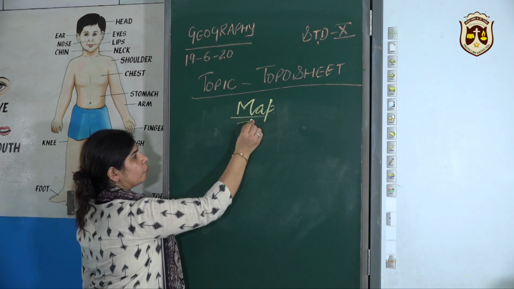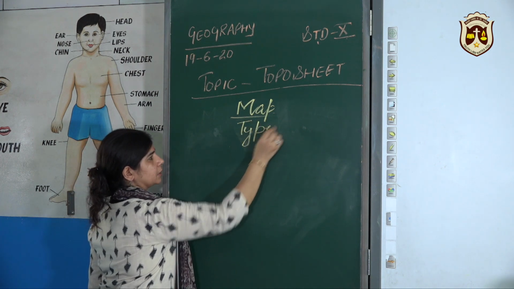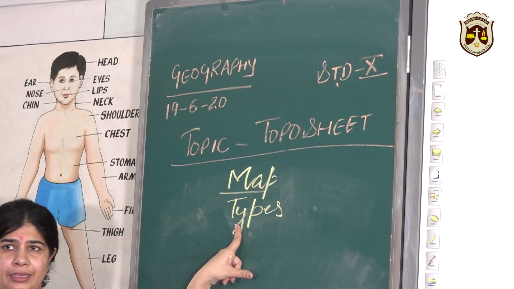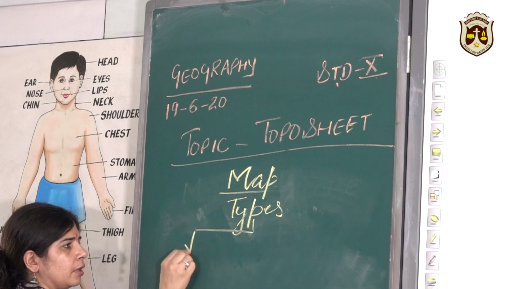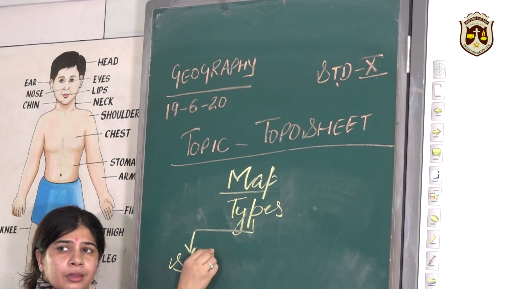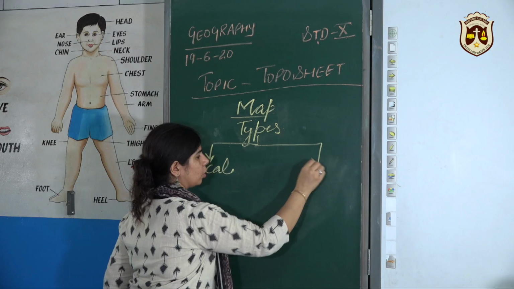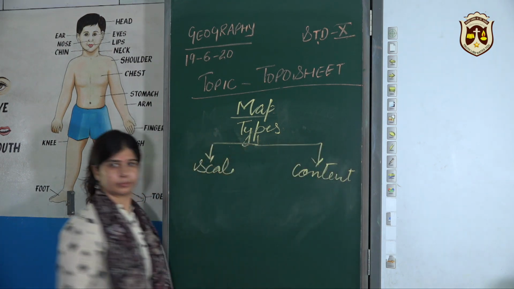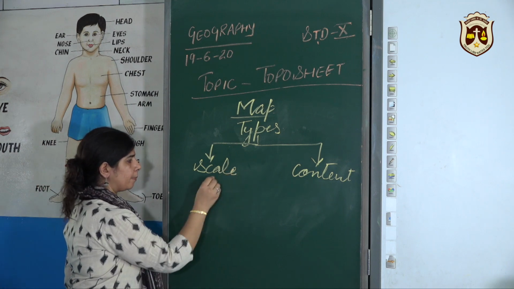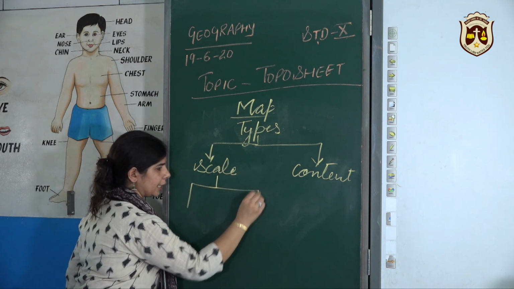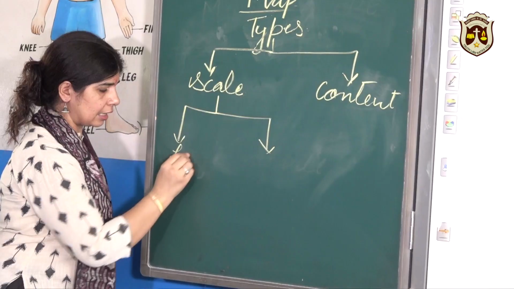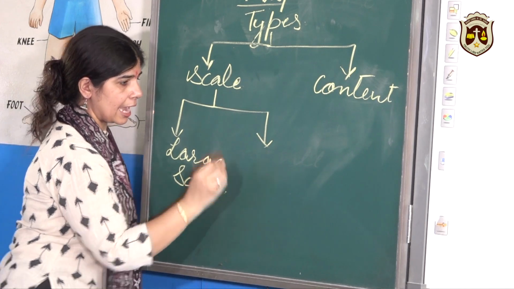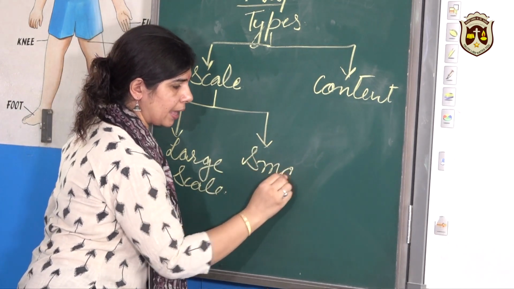Next, maps and the types of maps. Maps are classified on the basis of two main things. First is on the basis of scale, and second is on the basis of content. On the basis of scale, a map is further divided into two types. One is the large scale map and the second is the small scale map.